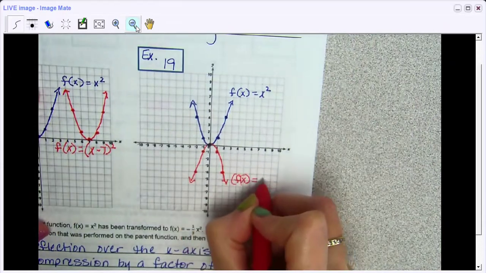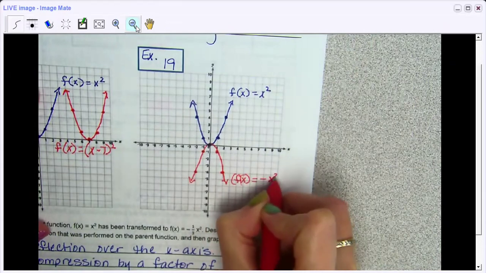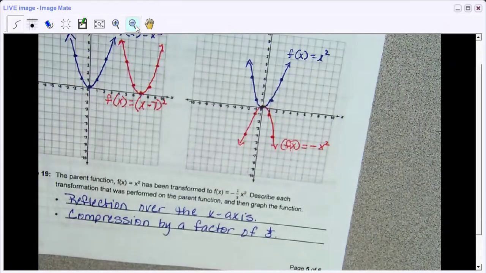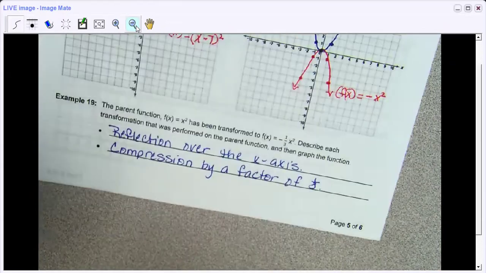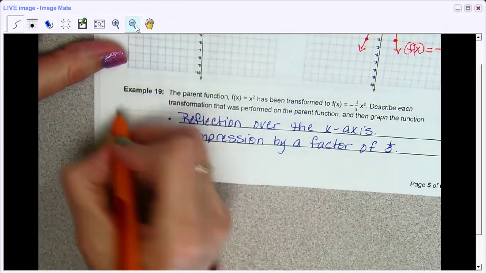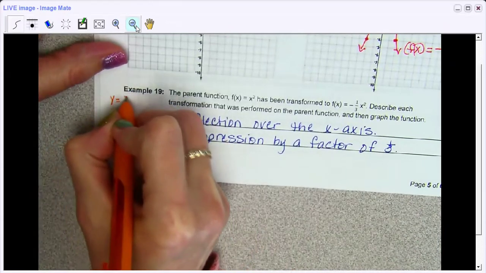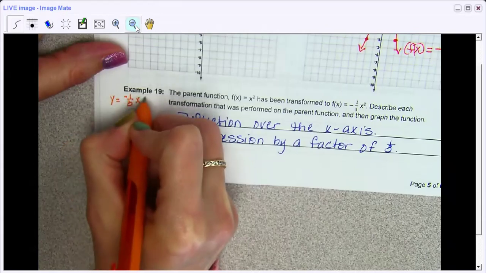Oops, I did that wrong. Equals. Yeah, we're going to compress it now. You could do them both at the same time. Sure, you could do that. I'm going to draw the next one and we'll do a table of values. So y equals -1/3 x squared. Let's do that.